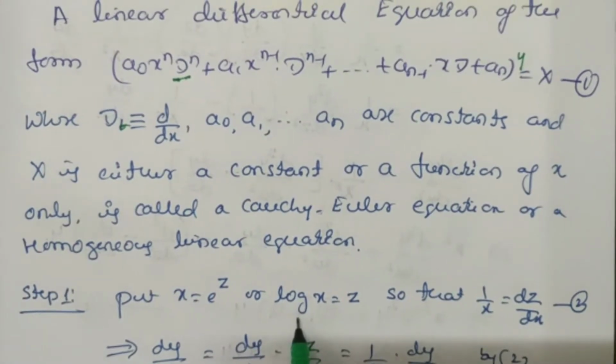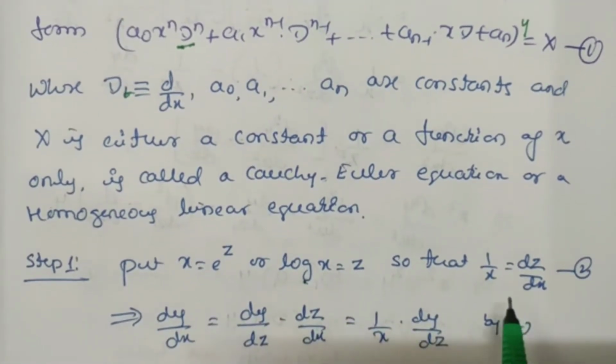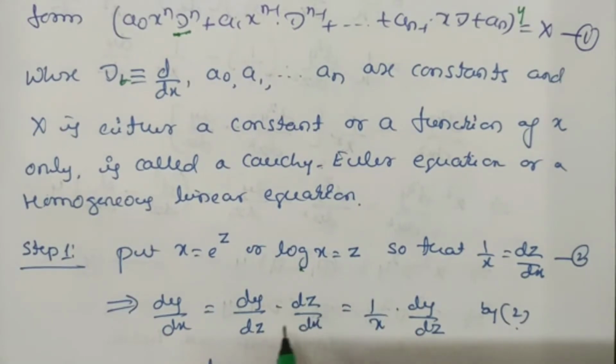Differentiating, the derivative of log x is 1 by x, which equals dz by dx. So dy by dx can be taken as dy by dz into dz by dx, multiplying and dividing by dz. Now dz by dx value is 1 by x and dy by dz as it is. This is from equation number 2.